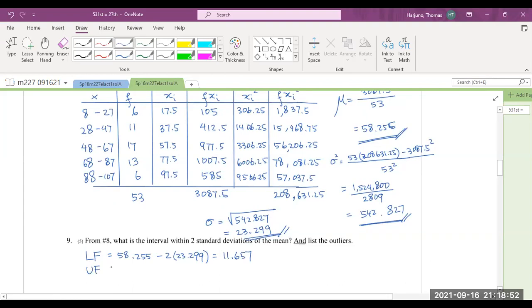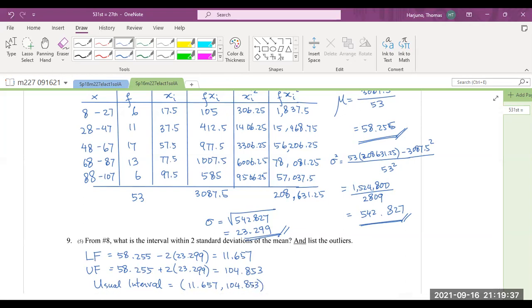And the upper fence or upper bound, I get 104.853. So the usual interval will be 11.657 to 104.853. Okay, that's the usual interval.